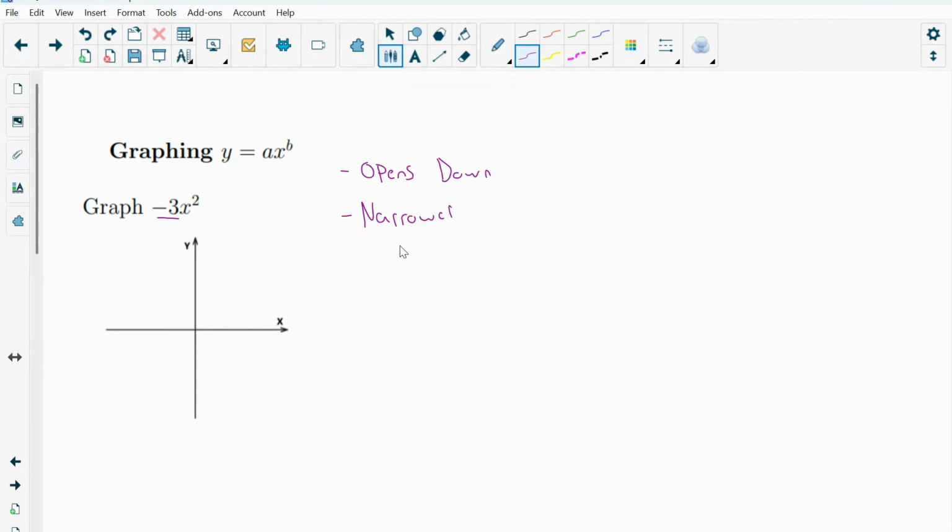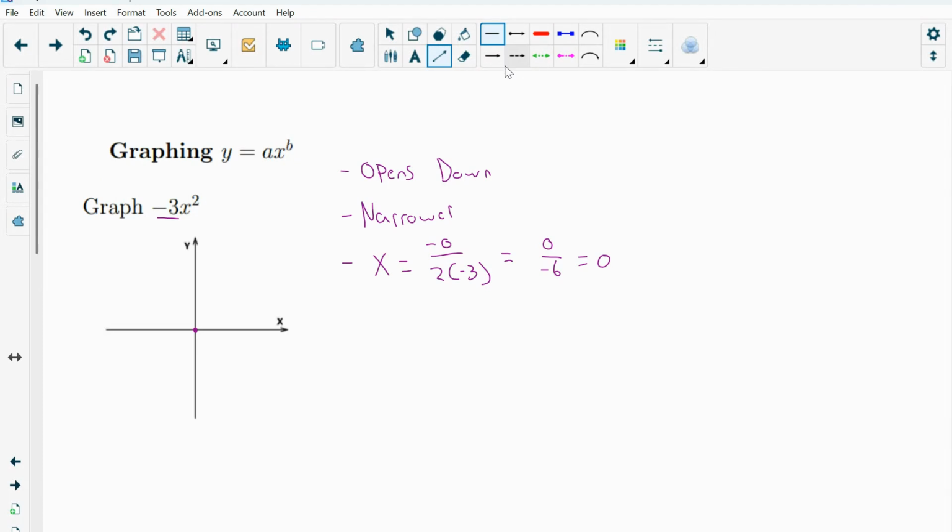If I wanted to, I could calculate the axis of symmetry and the vertex, maximum and minimum. Calculating my axis of symmetry, I have x equals negative b, but there is no b, so that'll just be 0 over 2 times a, which is negative 3. That gives me 0 over negative 6, which is just 0. So my axis of symmetry is going to be right at x equals 0, which is just my y-axis.